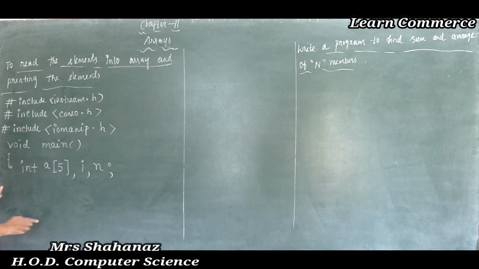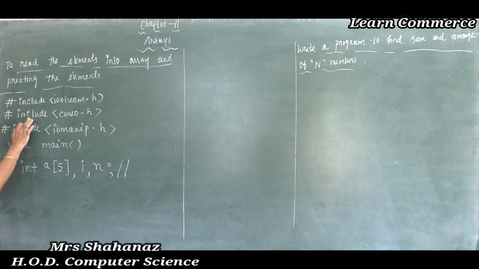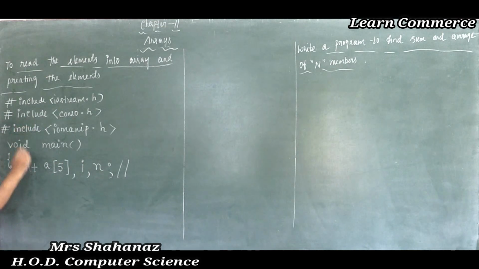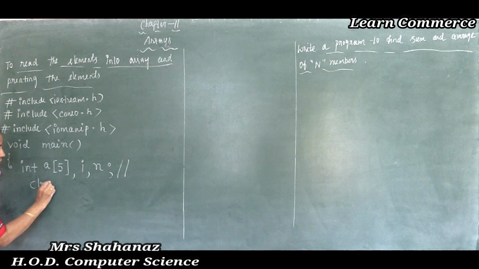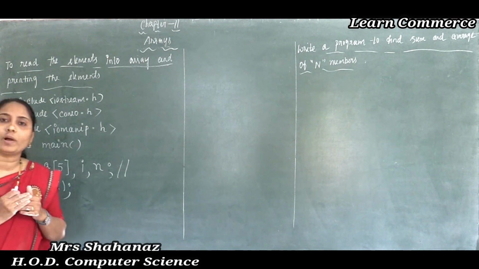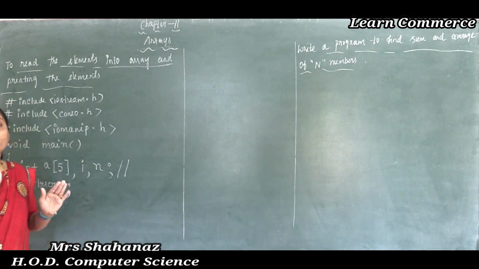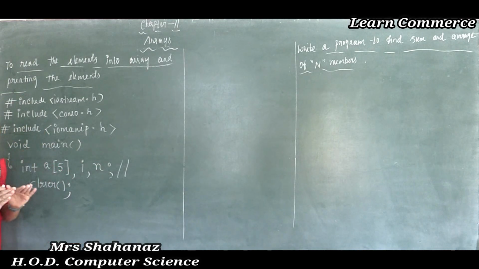After the declaration, as a comment line, we can write declaration of the variables a, i, n. Later, as we used the header file conio, we write clrscr(); to clear the screen. Now, before entering the values one by one, first I want to display a message asking how many elements I want to use in the program.